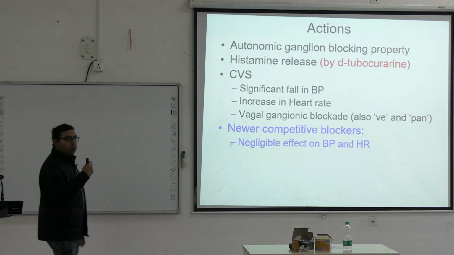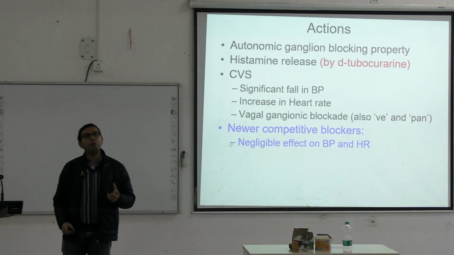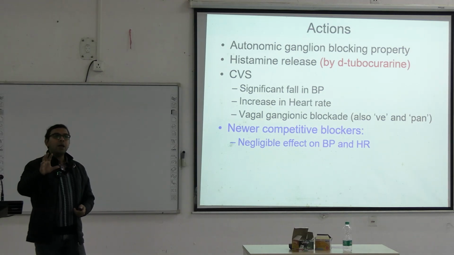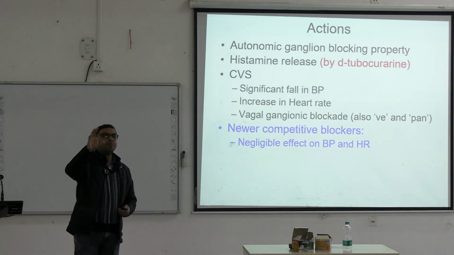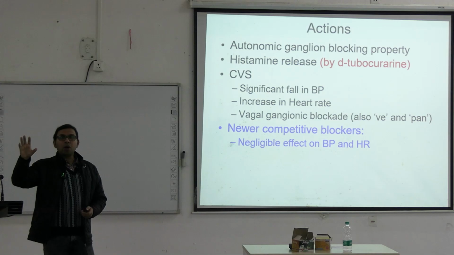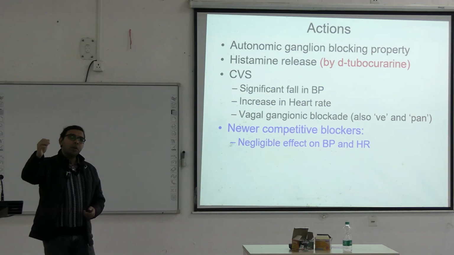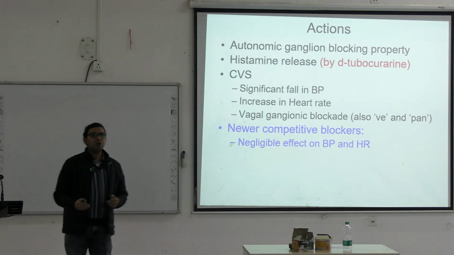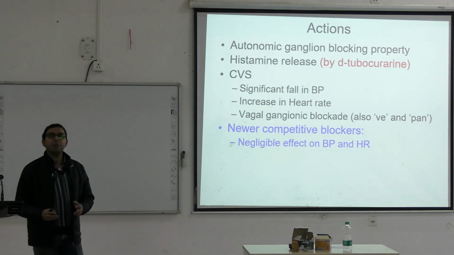The vagal nerve usually supplies the heart, and since these drugs have some ganglionic blocking properties, and in different organs some ganglia are predominant, for example in the eyes, in the cornea and ciliary muscle, parasympathetic ganglia are more prevalent. So when we block ganglia in those organs, whichever of sympathetic or parasympathetic is prevalent, its actions will be diminished. Newer competitive blockers like Pancuronium, Vecuronium, etc., have negligible effect on blood pressure and heart rate. They have less histamine releasing property also.